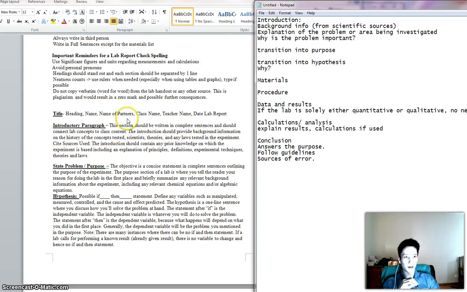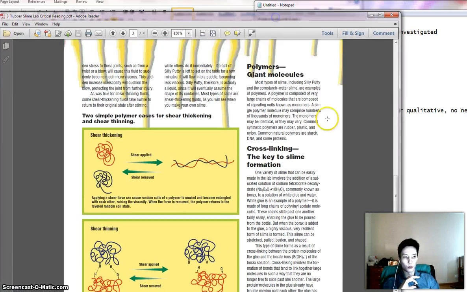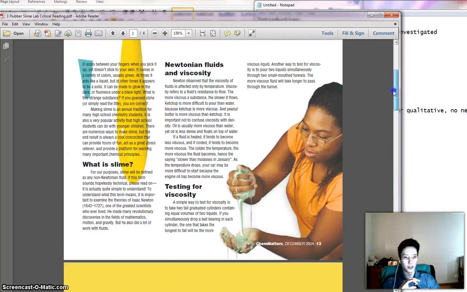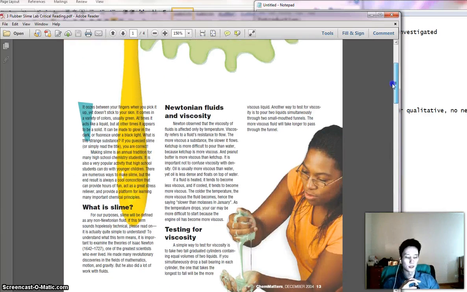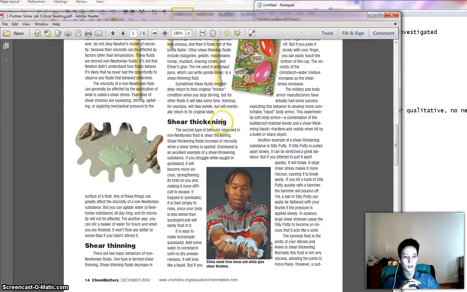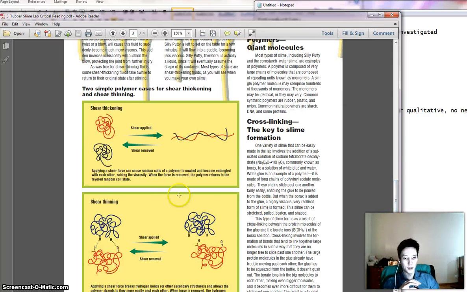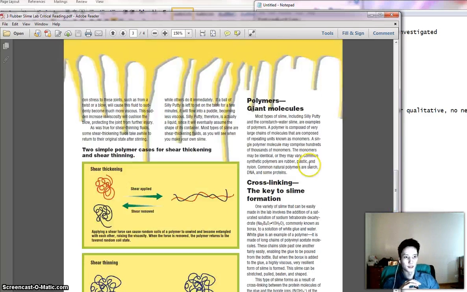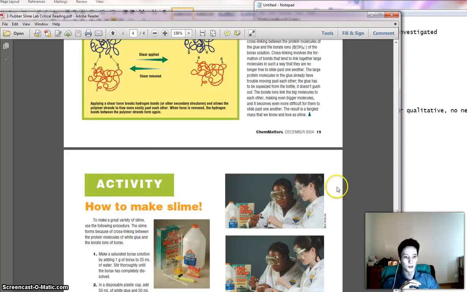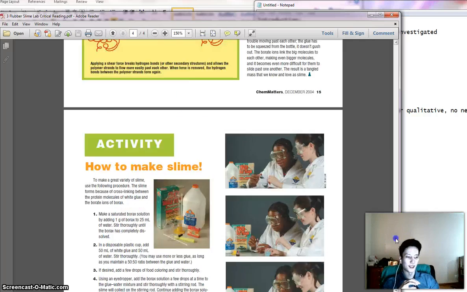So the introduction paragraph is, I have notes over here, the background information from your scientific sources. So the article that I gave you, which is this over here, is one scientific source. It's amazing, right? You talk about Newtonian versus non-Newtonian fluids and viscosity. There's everything about shear, really important for polymers. They even have diagrams that you can use, right? This article is just pure amazing, okay? Because it actually deals directly with slime.